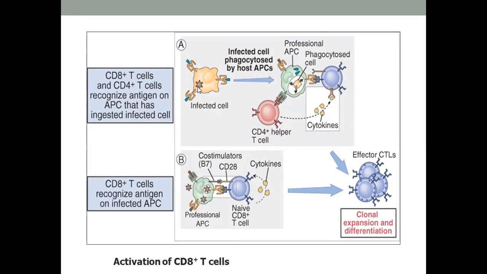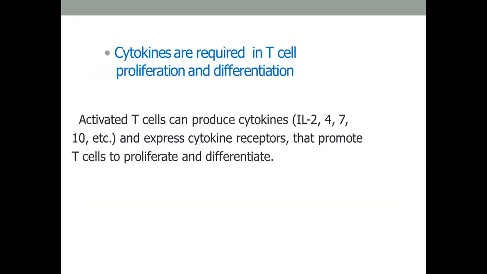If there is an interaction between the CD8 and MHC, that produces its effect. If there is an interaction between CD4 and MHC class 2, then it produces its effect. So CD8 cells recognize antigen on infected cells, and there is a co-stimulation causing the clonal expansion and differentiation of the CD8 cells. Cytokines are required in T cell proliferation and differentiation.